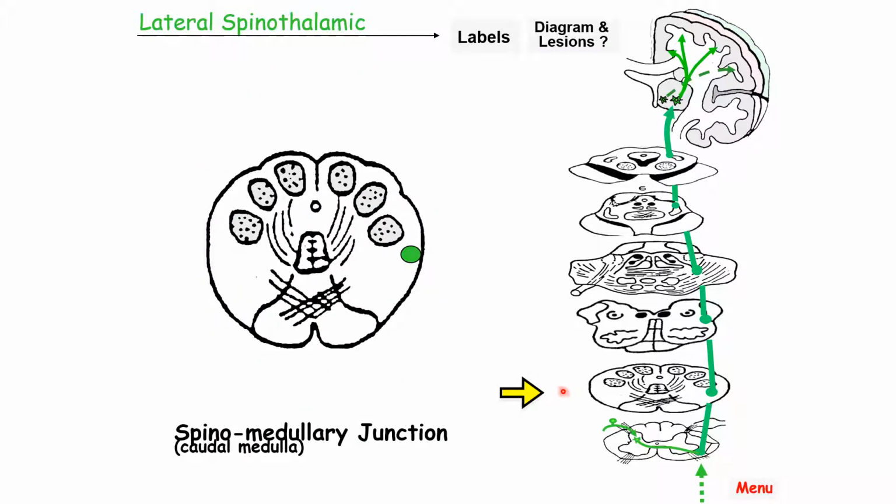As we move up towards the spinal medullary junction, we see that the spinothalamic tract stays in the lateral position that it's been in the spinal cord. And this is at the spinal medullary junction at the caudal medulla, and it's in the same position that it's been initially in the spinal cord, just a little more lateral. Recognize the dorsal column nuclei more dorsally, and the medial lemniscus at the midline and the pyramids near the midline.